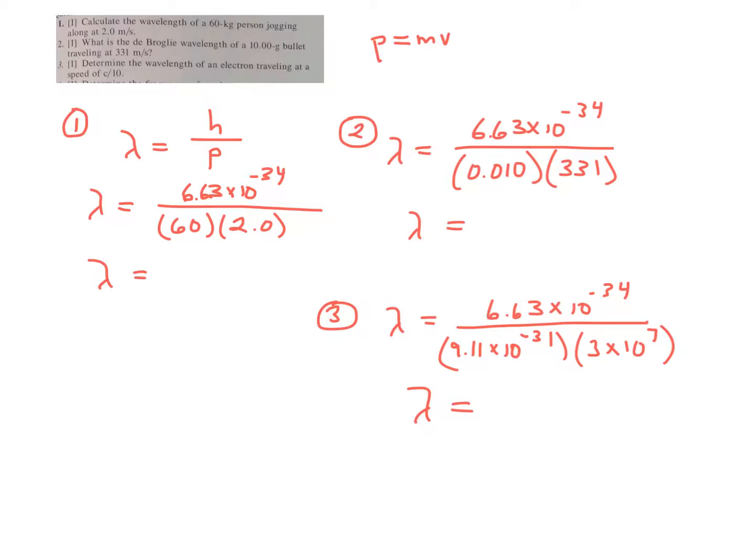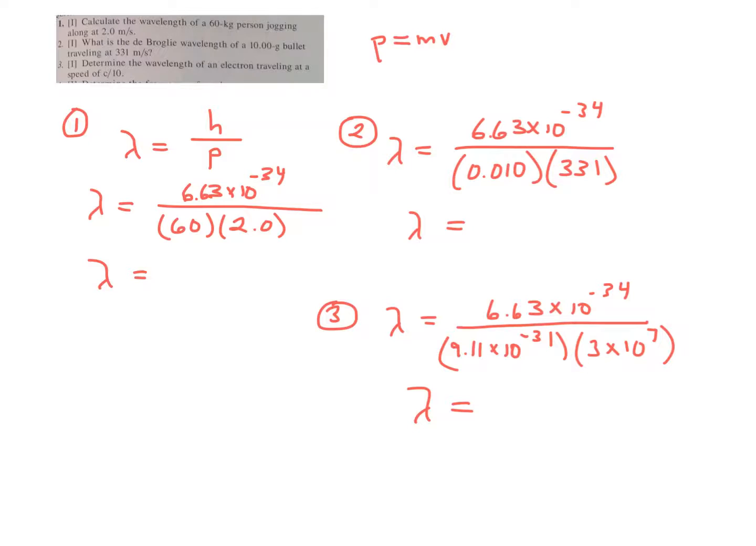Hopefully I've got the right Planck's constant, or, well, it's close; if it's not right, double check. 6.63 times 10 to the negative 34th joule seconds. I'm putting everything in standard units here. Part number one, we have a 60 kilogram person at 2 meters per second. Everything's already standard, just plug and chug.